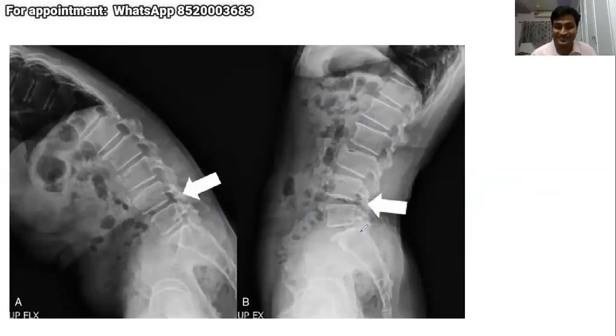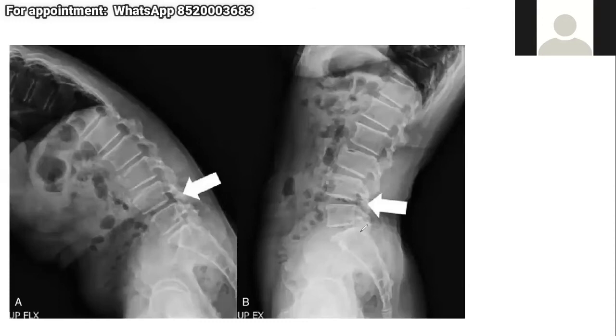Can you read the X-ray? So I will try. So A is the X-ray in flexion and B is in extension. We can see the vertebral bodies and the spinous processes, and the gap between the vertebral bodies is the intervertebral disc. We can also see the sacrum. Fine.